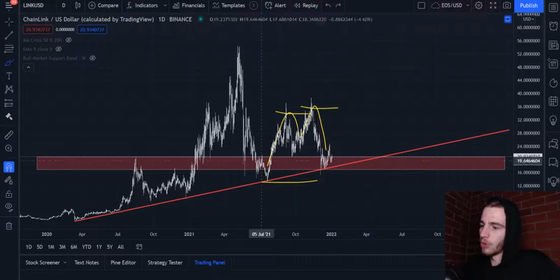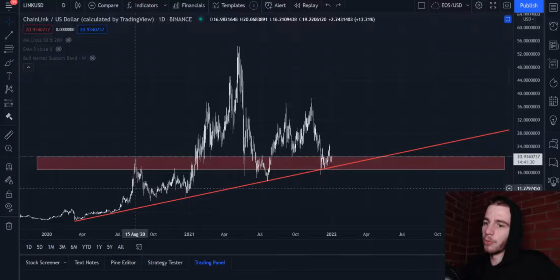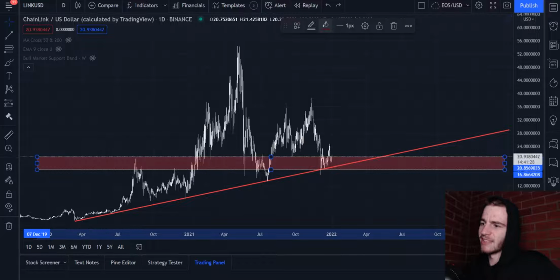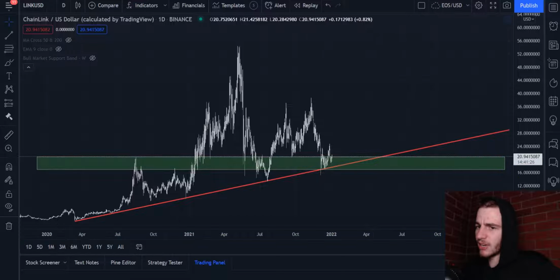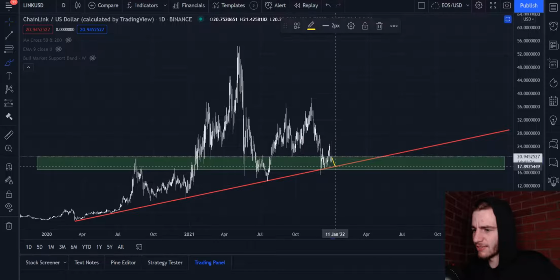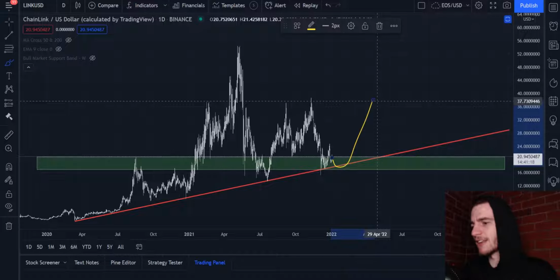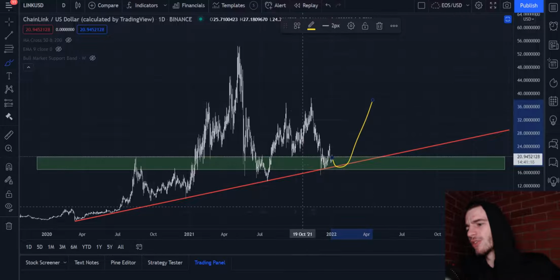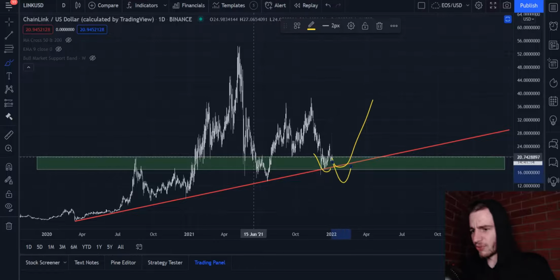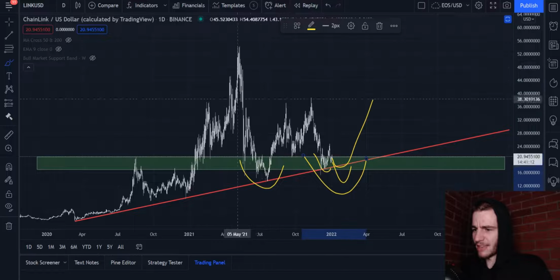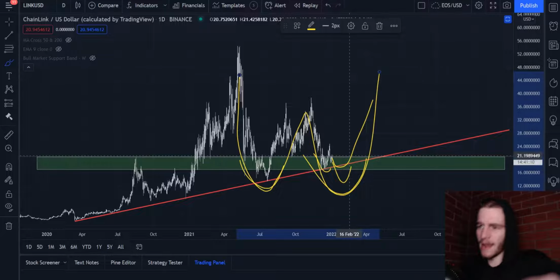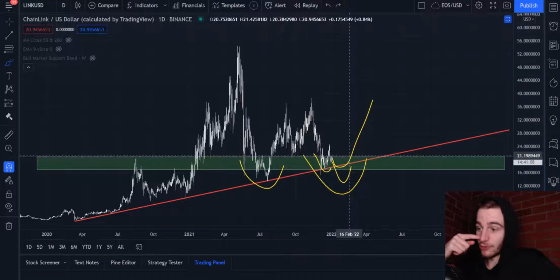However, the line itself plus this support box that we're going to make green indicates that we might be bottoming out. What we could be seeing on Chainlink is one more swing to the downside, retesting this red line, which would be a double bottom at around $17.50, and then a swing to the upside. That is a possible scenario here, and that would not only form a short-term double bottom, but also a longer-term double bottom, like a big W formation like that. And that's the bull case for Chainlink.